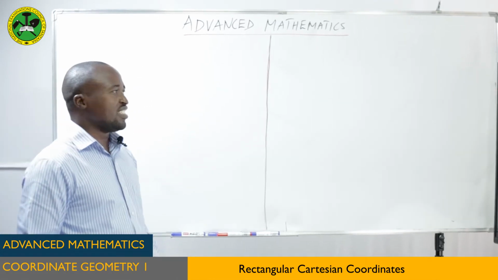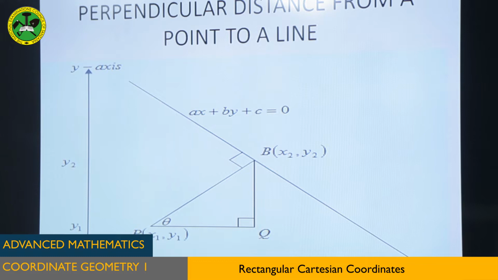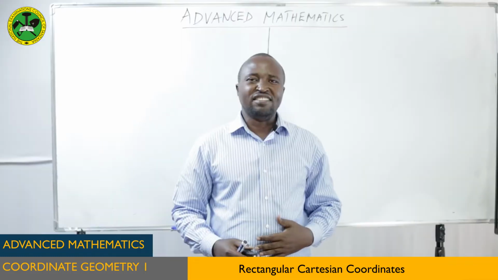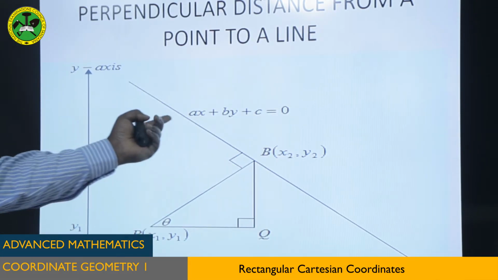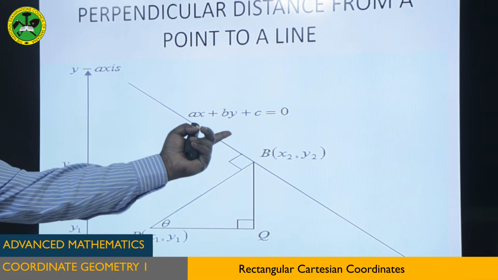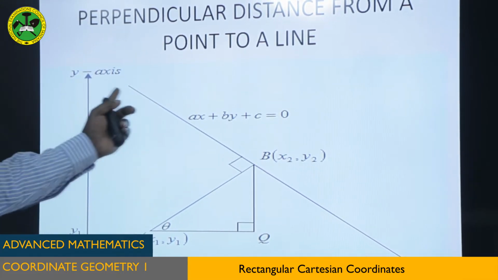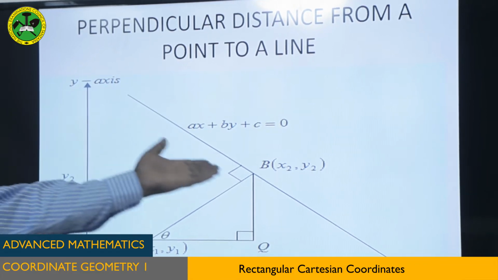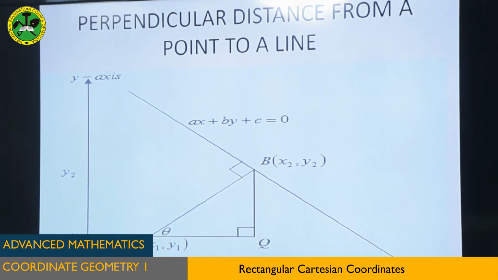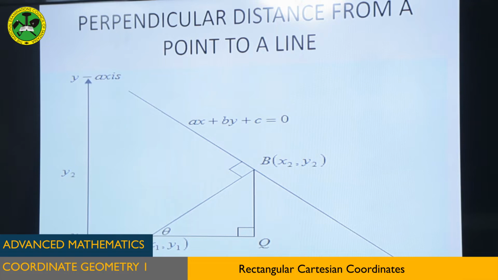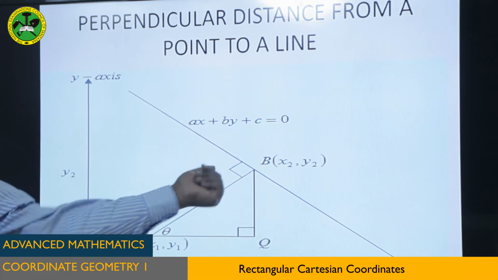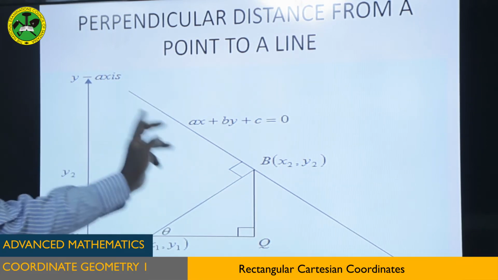Now, my dear student, let us start with the perpendicular distance from a point to a line. Here we have a line named AX plus BY plus C is equal to 0. This is the name of our line. But again, we have another line which makes a right angle to this line. This line is called PB, and we are going to find its distance. So our interest here is to find the distance PB. This line makes a right angle with this line.